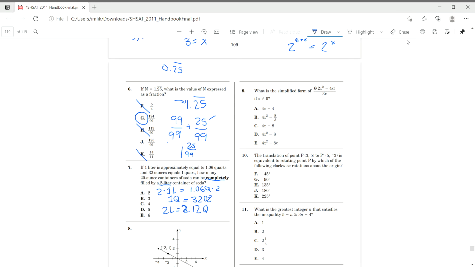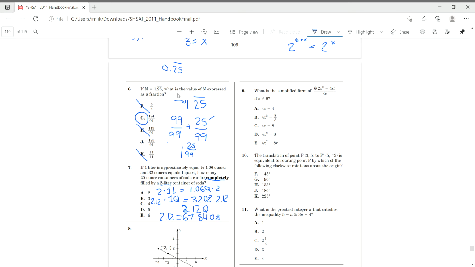Okay. So now that we know what 2 liters is in quarts, we now need to convert quarts to ounces. Remember, here's our conversion: 1 quart is equal to 32 ounces. And so in order to get the value in ounces, we're going to have to multiply both sides by 2.12. We get 2.12 times 1 is equal to 2.12, and 2.12 times 32 is equal to 67.84, and this is going to be ounces.